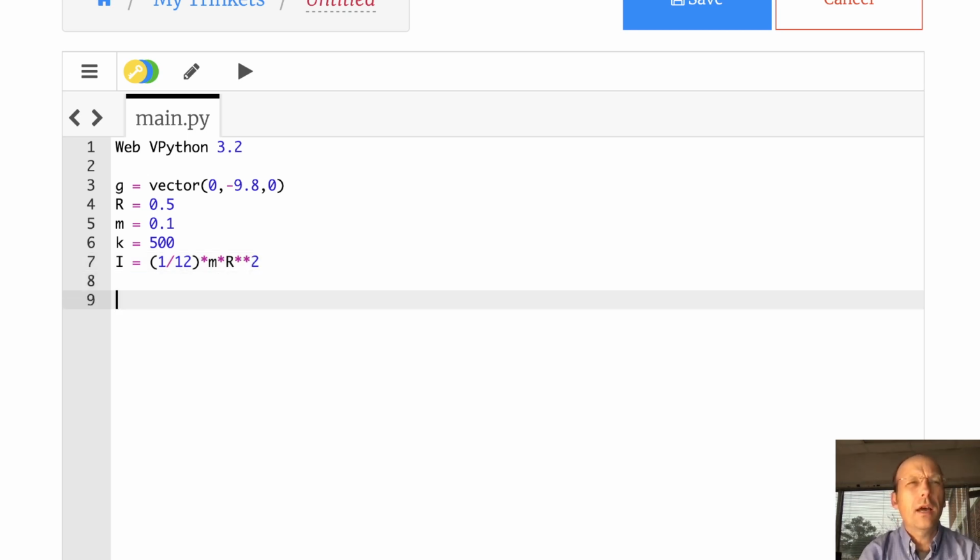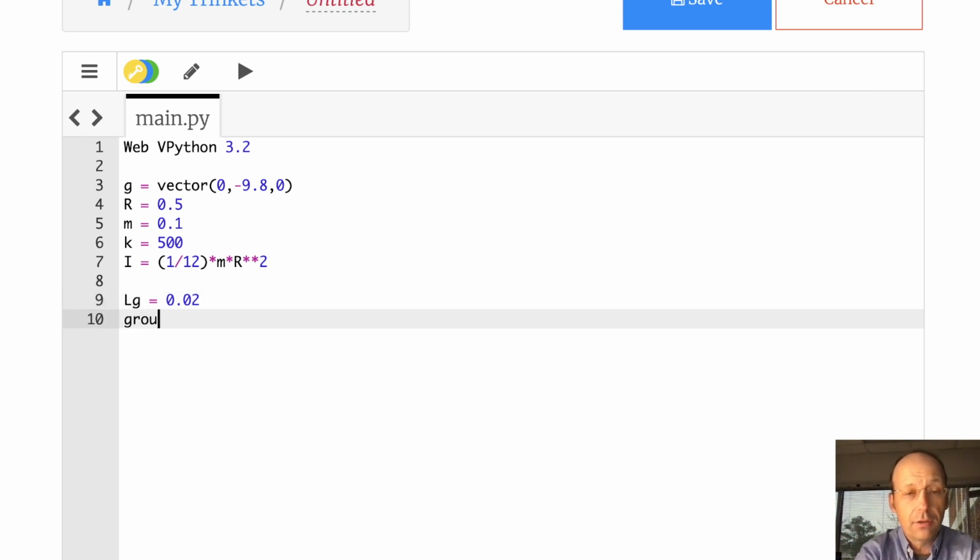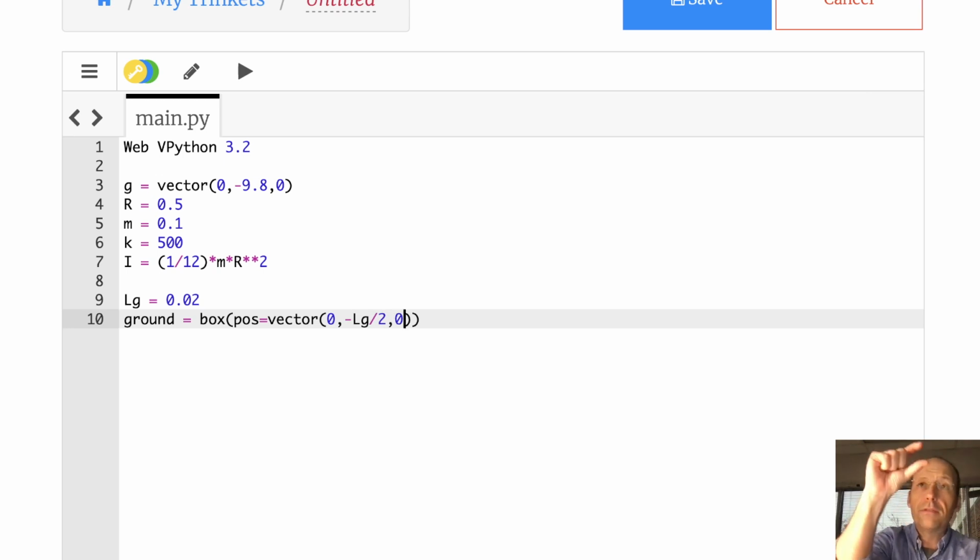What else do I need? I need the ground. Okay, so I'm going to put this LG equals 0.02. That's the length of the ground, right? Because I want the top of the ground to be at 0. So I'm going to say the ground is a box. Its position is the vector 0 in the x direction, negative LG over 2 in the y direction, 0. So that means since the center of the box is going to be half the distance below, the top of the box will be at y equals 0. And that's just going to make my calculations easier.